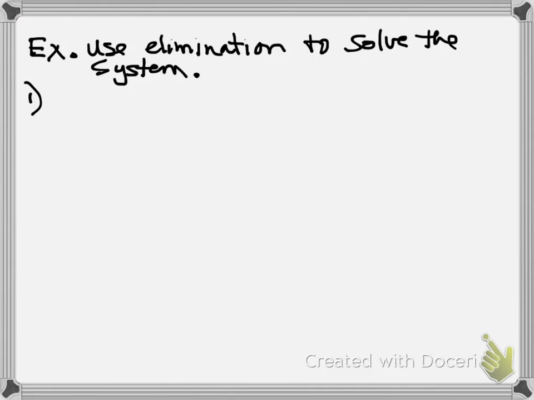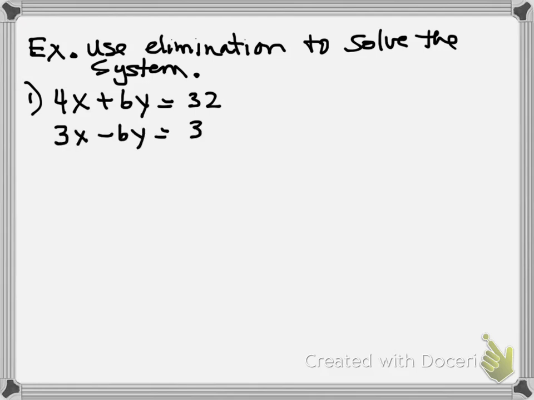All right, so let's do the first one here. 4x plus 6y equals 32. 3x minus 6y equals 3. So again, I'm only going to use this technique if my equations are set up to use it. So I quickly scan and I look at my x's. Do they have the same coefficient? No. So that throws it out of the running. How about y's? Do they have the same coefficient? Okay, they do.